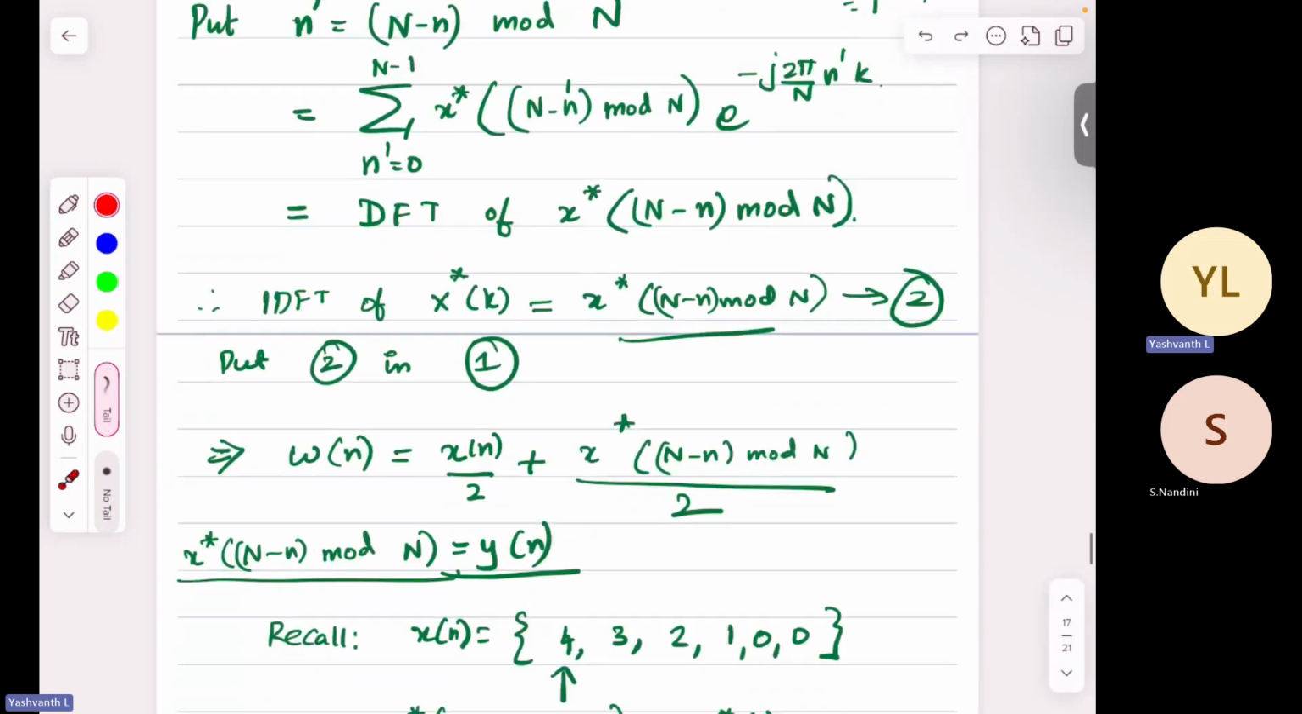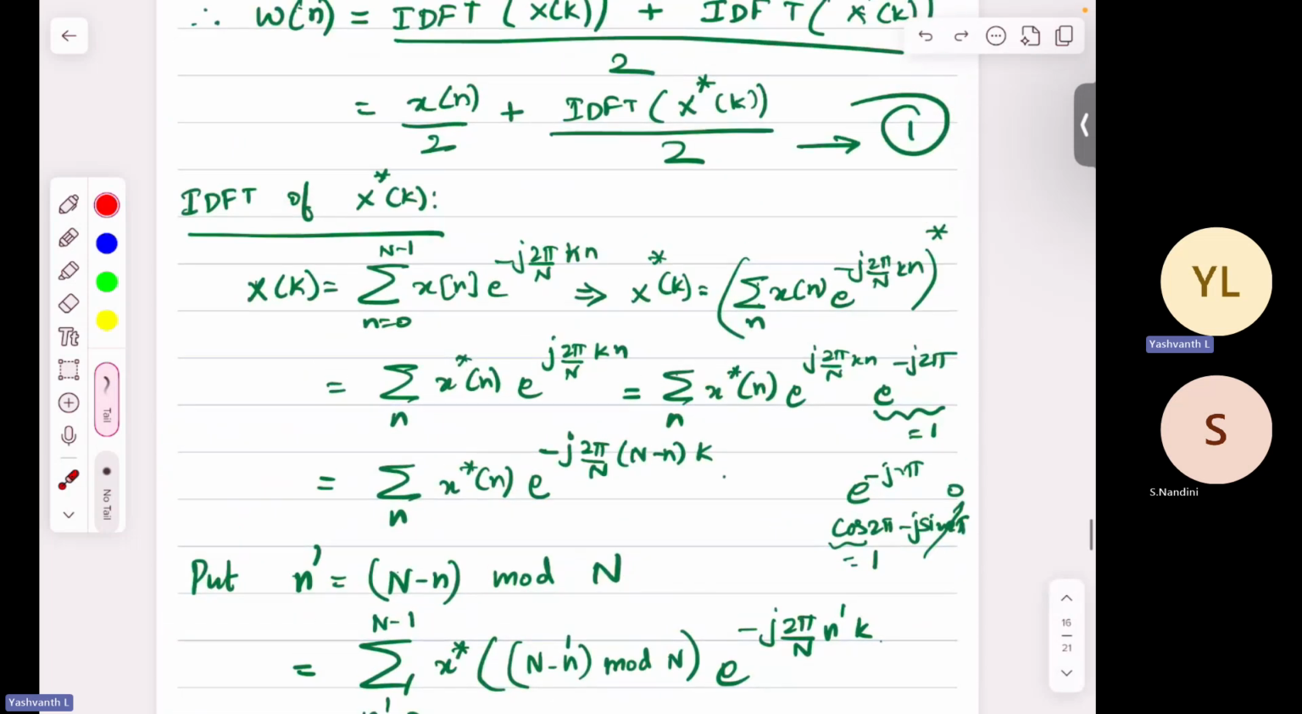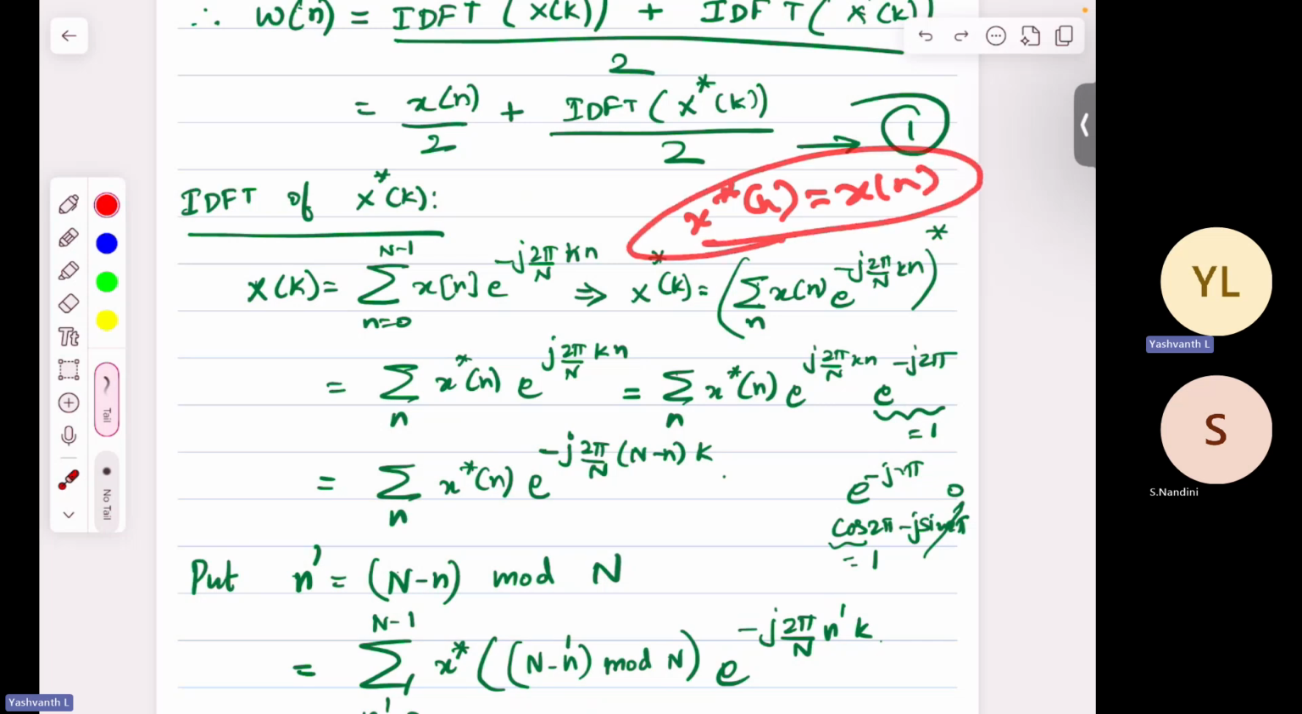Yeah, actually, I have not removed it, but it's okay. Here, I will just... In fact, for this question, x conjugate of n is same as x of n. So it really doesn't matter whether you put conjugation or not. It's going to be same value.